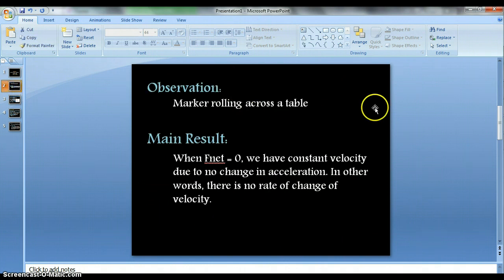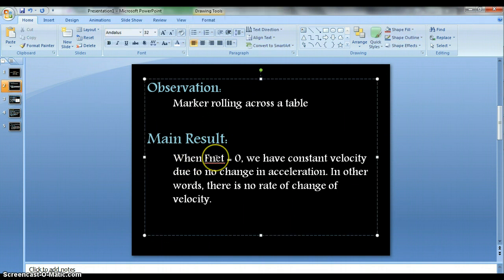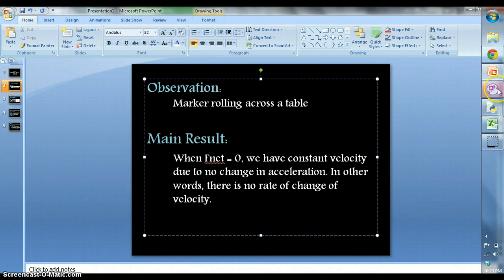I made my observation about a marker rolling across the table, and it was going at a speed that I thought was constant. And so from that, the main result should be that if the net force is 0, then we have a constant velocity. If the F net is not 0, then we have some acceleration. And if we have acceleration, then we have a change in velocity. So I'll show you guys my video right now.